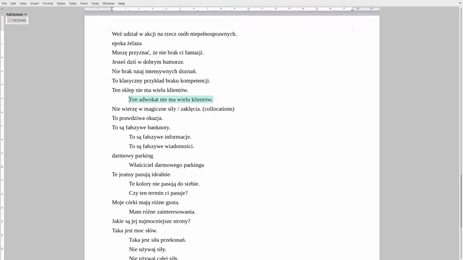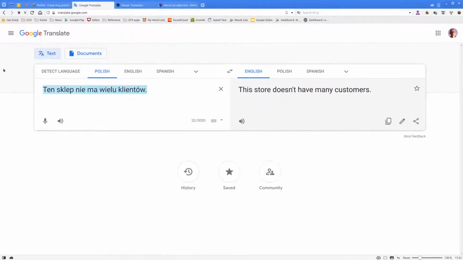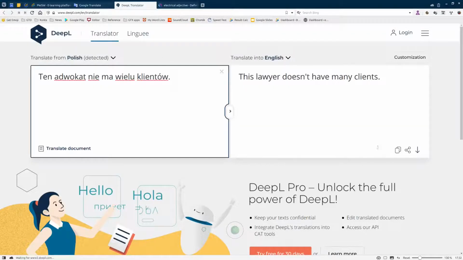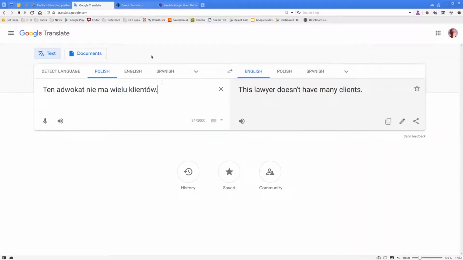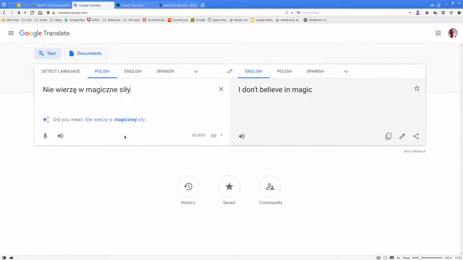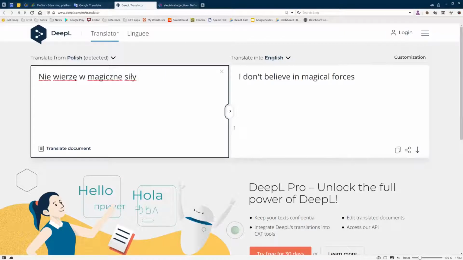So now we're going to change one word. Ten adwokat nie ma wielu klientów. And we can see that Google copes with this without problems. And the same goes for DeepL. Right, nie wierzę w magiczne siły. Let's try this one. And that's quite an intelligent translation. I don't believe in magic. In magical forces, magical powers.